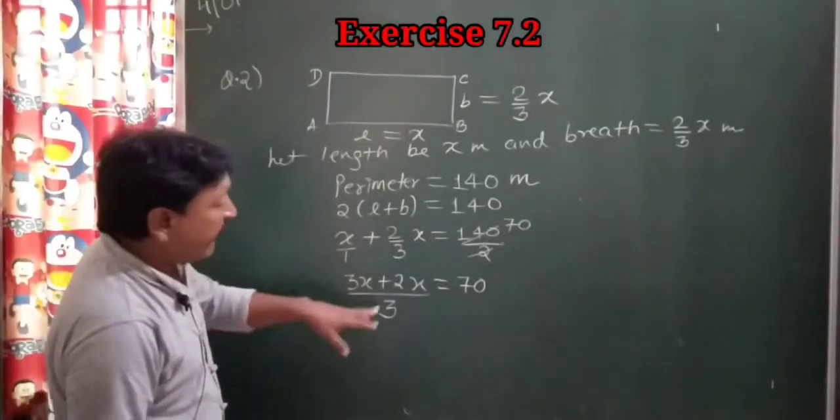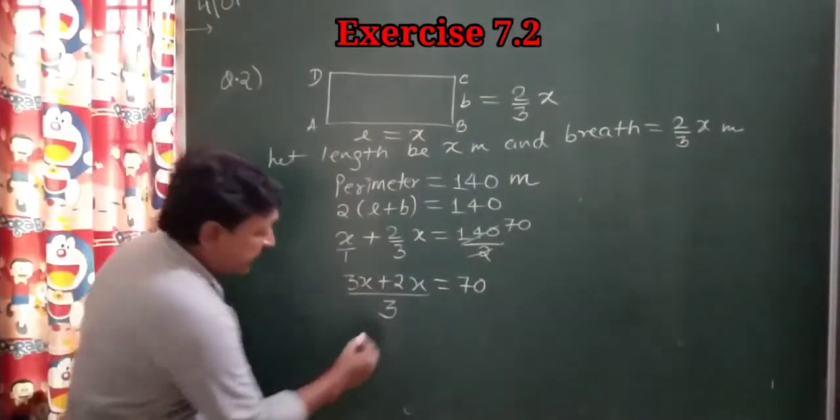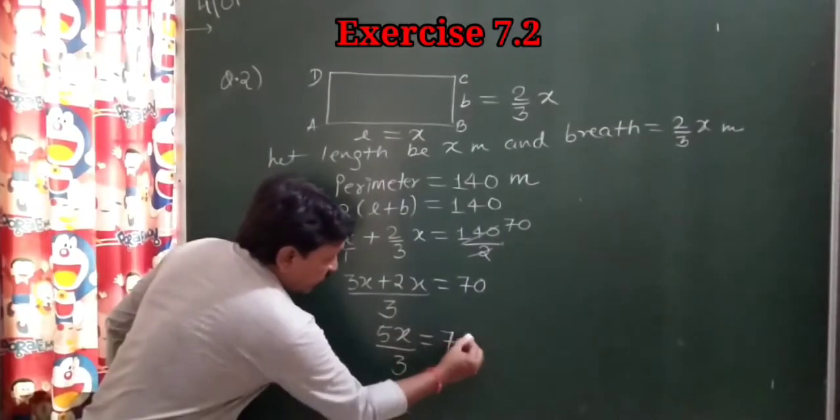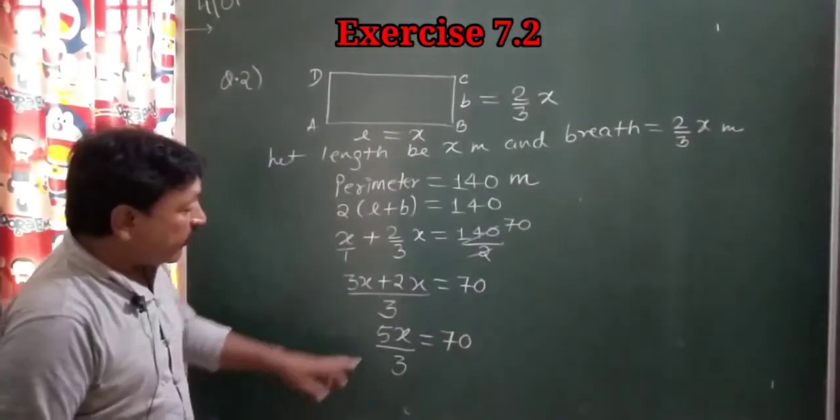And here now we have to add them. 3 plus 2, how many x? 5x upon 3 is equal to 70. Now we have to find out the value of x.